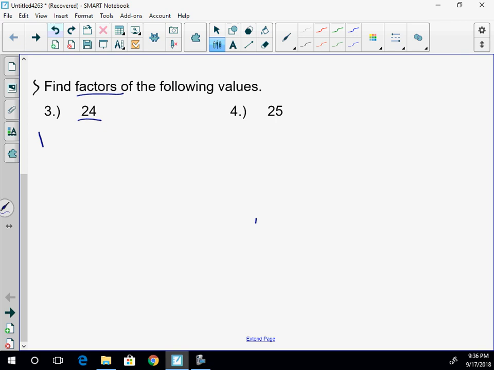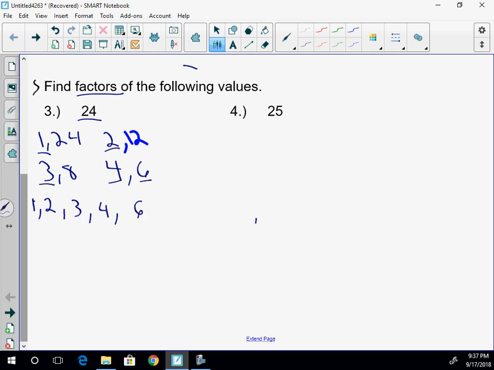Oh, boy, can't write that. Let's do this. 2 times 12 still doesn't give you the right. What else? We got 3 and 8. 3 times 8 gives me 24, and then last we got 4 times 6 gives me 24. In the end, we have this list of factors: 1, 2, 3, 4, 6, 8, 12, and 24. Typically, we want to list them in numerical order when we list factors.